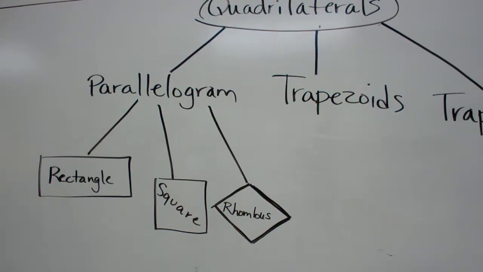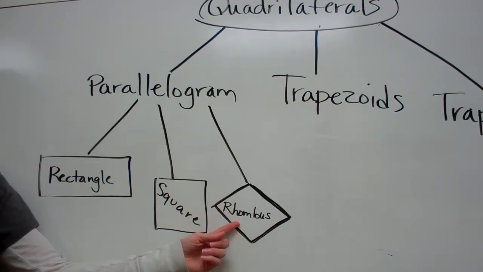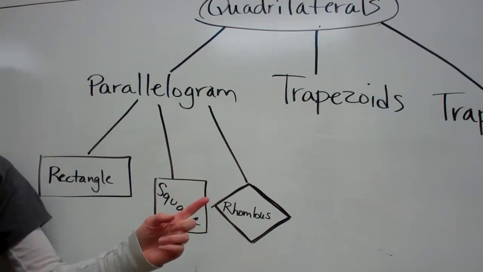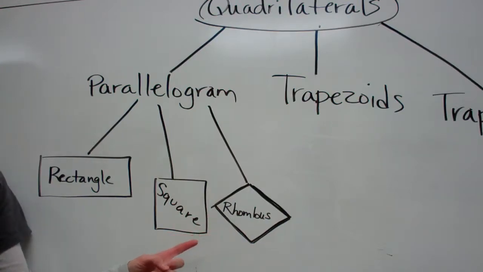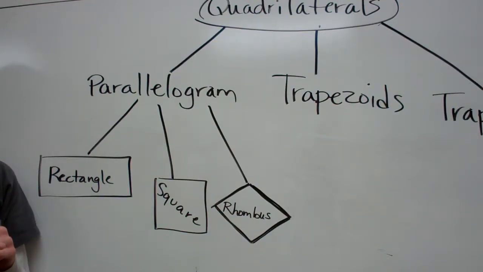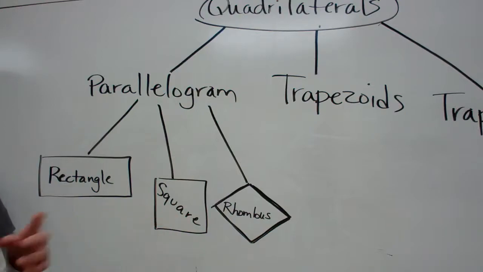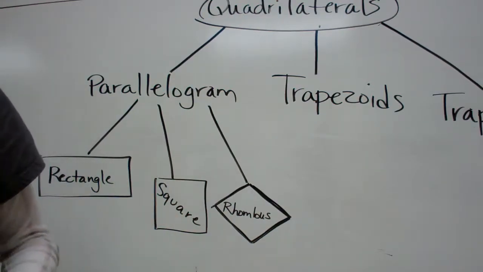Okay. So, would a square be considered a rhombus? Yes. Why? It would. Because what did I tell you a rhombus was? It's two parallel sides. Yes, because it's a parallelogram. But what made a rhombus a rhombus? It has 4 equal sides. 4 equal sides. Does a square have 4 equal sides? Yes. Good. Okay.